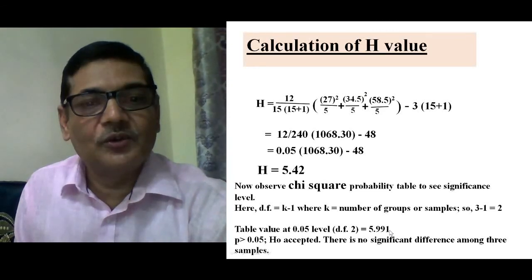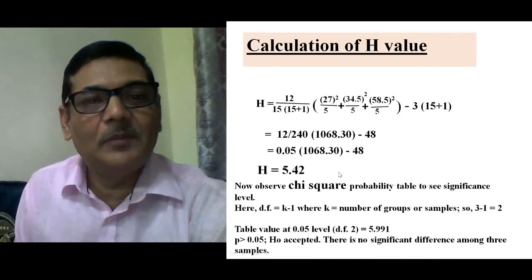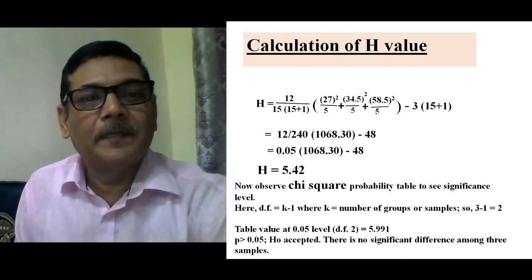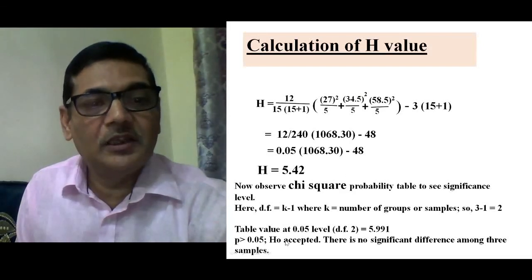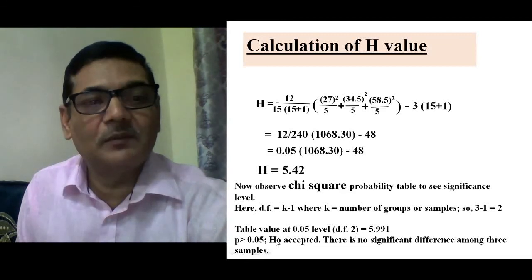5.991. So what we observe is that our calculated value is 5.42. It is less than the table value or critical value. So we actually accept the null hypothesis. In the beginning itself we consider that the 3 samples have come from the same population, or there is no significant difference among the values of the 3 samples. This we actually hypothesize in the beginning, so that becomes our null hypothesis, and the probability here, since it is more than 5%, so the null hypothesis is accepted, and there is no significant difference among the 3 samples.